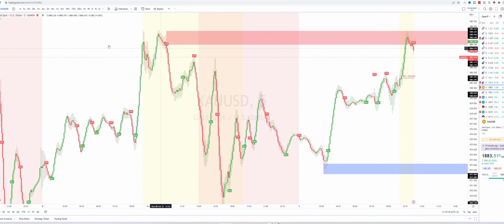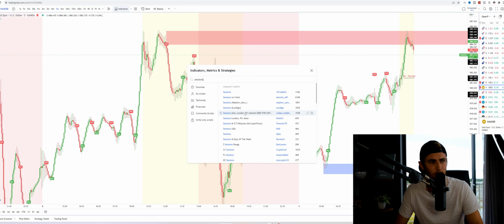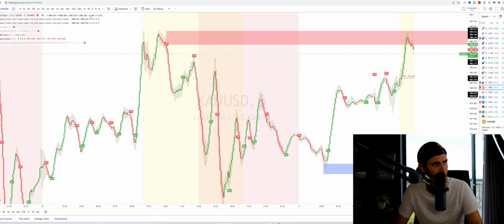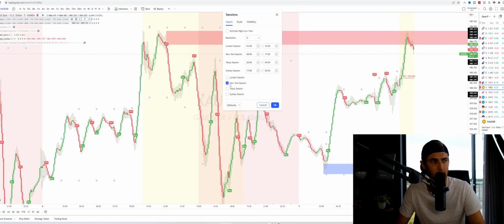So what I do is, the first two indicators I enable is my sessions indicator called Sessions D. You can come over to indicators and search sessions. It'll be this indicator over here by Vidas Maltsi, Sessions Asia, London and New York. All you need to do is click on the settings of this indicator, come over to inputs, and make sure you've got one that's on the New York session and one that's on the London session.